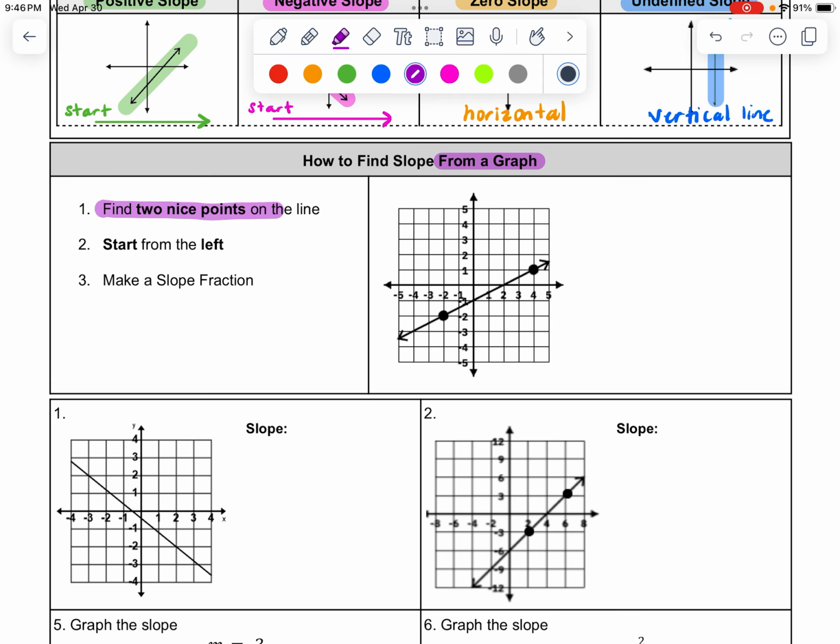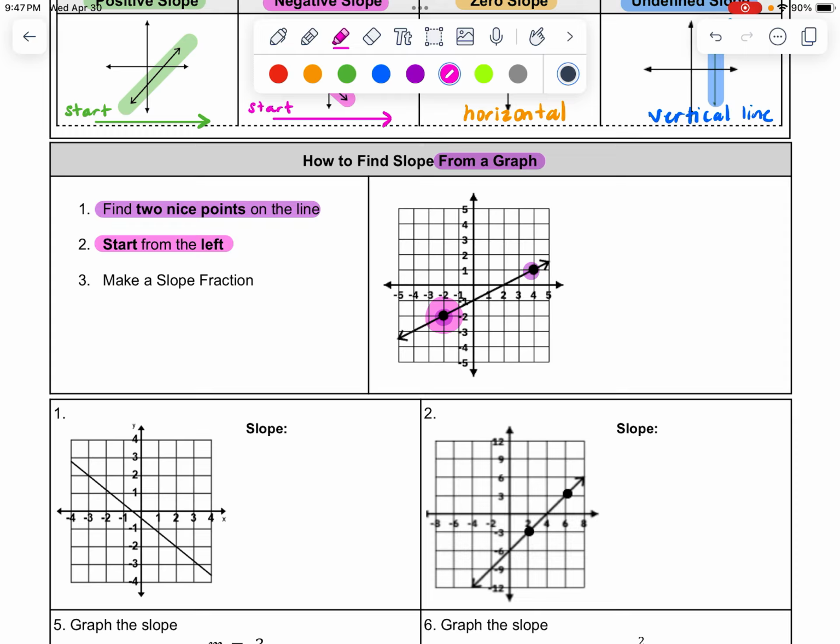First, you're going to find 2 nice points. Now, sometimes I'm going to be nice and actually put dots on your graph paper where there are nice points. Sometimes you're going to see lines that don't already have pre-drawn in points. You can always draw in your own. The thing is, you want to look for points that cross at the corners of the grid that's on the grid paper. Then the second step for finding slope is that you start from the left. So wherever the left point is, you always start there and you move to the right.